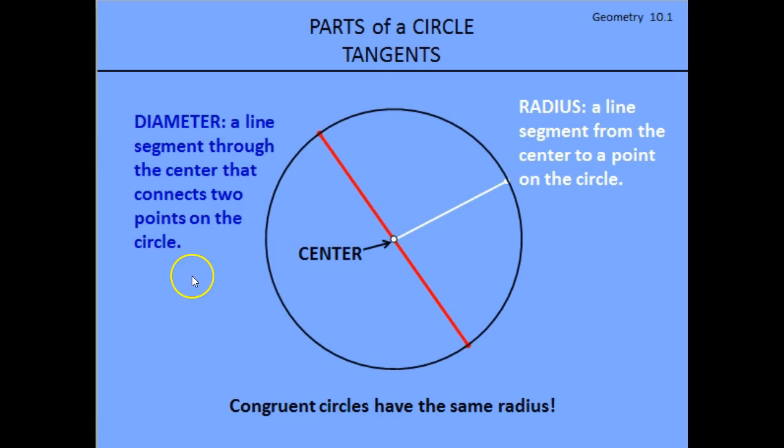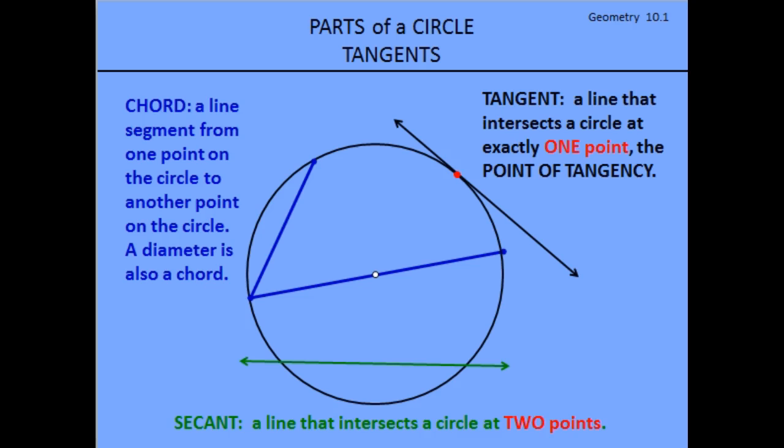And also congruent circles, which means they're pretty much equal, although congruent has a different technical definition. We usually use it in conjunction with being equal, but it actually means same size, same shape. So congruent circles have the same radius. Moving on. A few more terms.